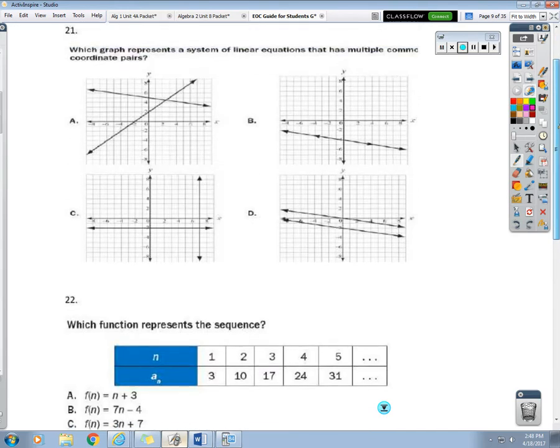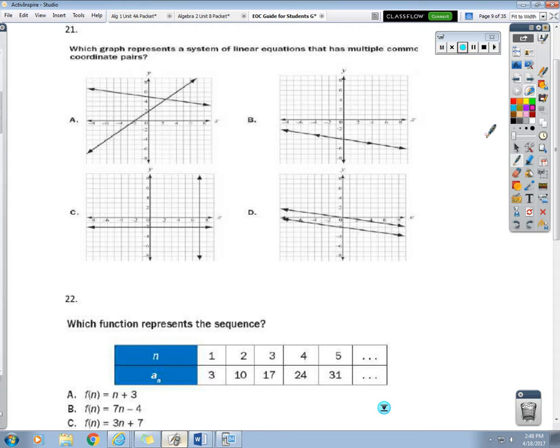Which graph represents a system of linear equations that has multiple common coordinate pairs? B. Okay, let me rephrase this. Which graph represents a system of linear equations that has multiple points in common? Okay, think about it. A and C, their graphs only have how many points in common? 1. They only cross 1 time, so that's 1 point in common, and that's 1 point in common.